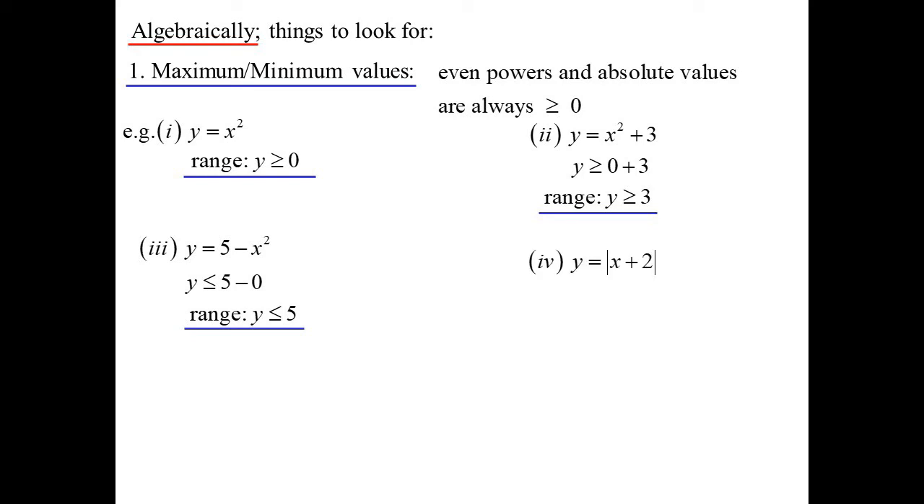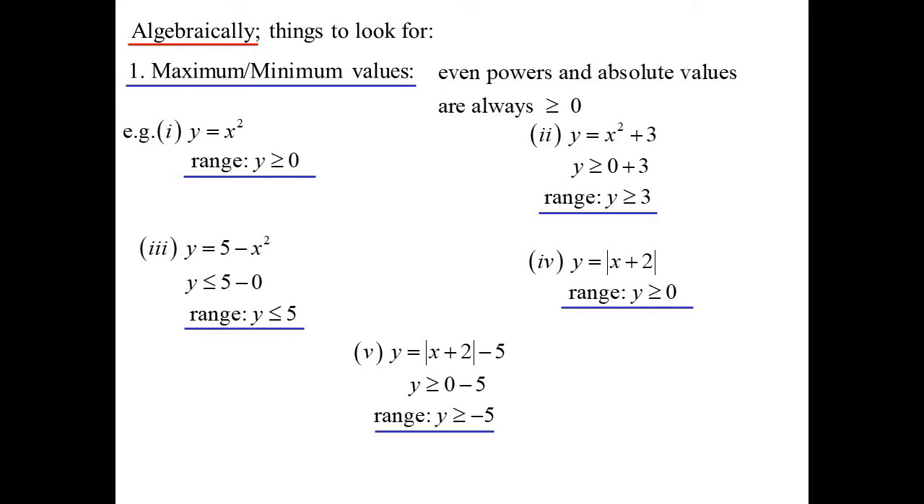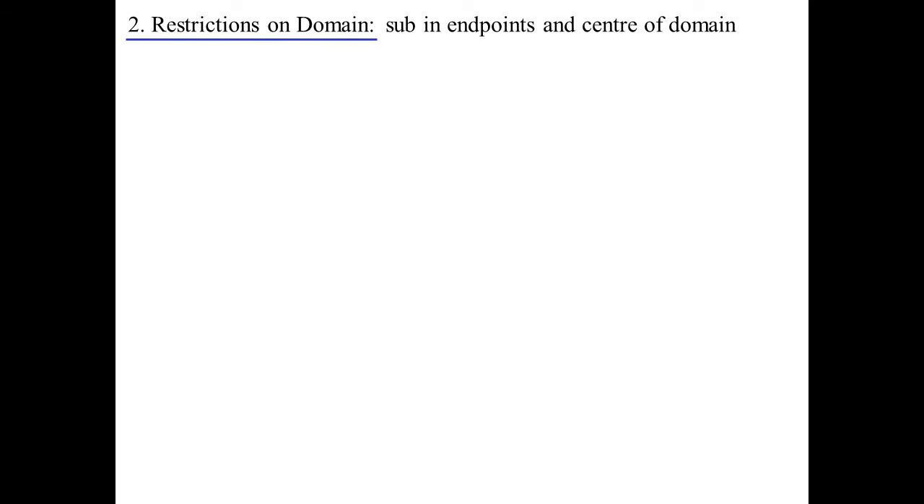Absolute value, same idea. We know the absolute value always has to be a positive number. So that range would be y is greater than or equal to 0. If I was to subtract 5 from it, again, same idea. That y would have to be greater than or equal to 0 minus 5. So, negative 5.